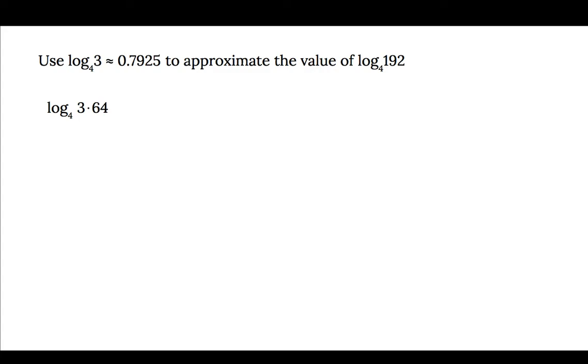Now I can apply the product property and pull those apart and have two separate logs. So I have log base 4 of 3 plus log base 4 of 64. Now going back up into directions, we're supposed to assume that log base 4 of 3 is already 0.7925, so I can replace that part. That's a substitution. Now, however, log base 4 of 64, the calculator doesn't just immediately do that for you.